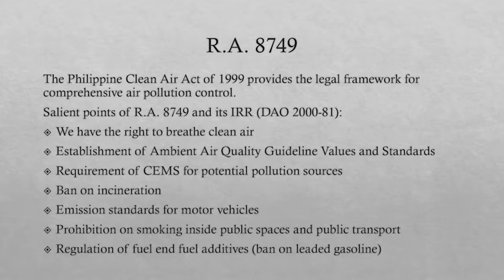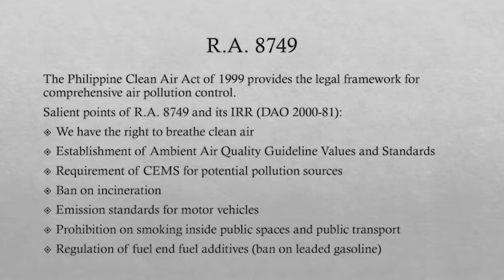Here are some of the salient points of RA 8749 and its implementing rules and regulations, that is DENR Administrative Order 2000-81. First, and the most important, is the declaration that we have the right to breathe clean air. This is a very important declaration in the Act because that means that we all have the right to access clean air. RA 8749 also established the Ambient Air Quality Guideline values and standards for both ambient air and for industrial spaces.